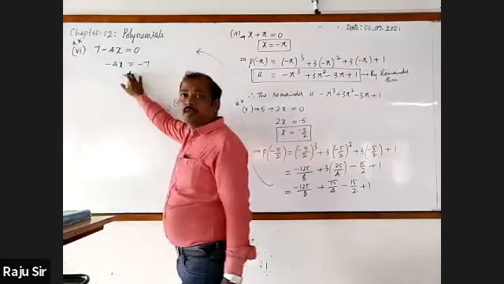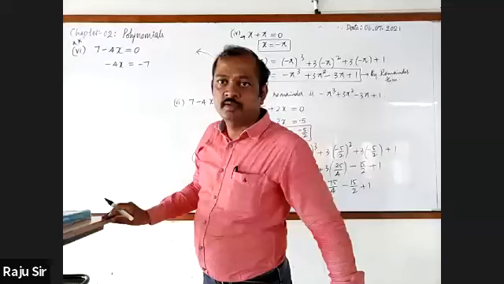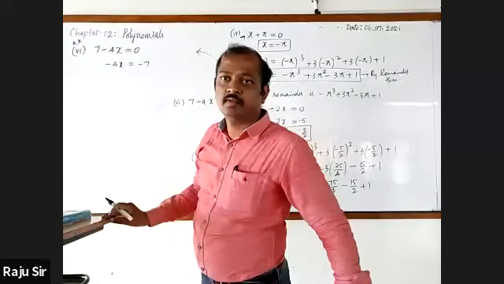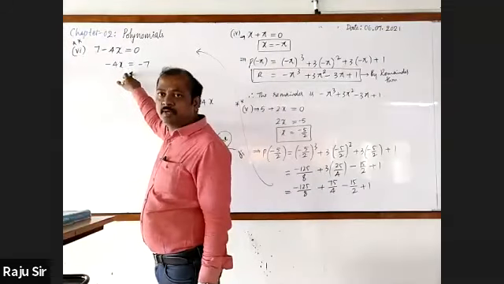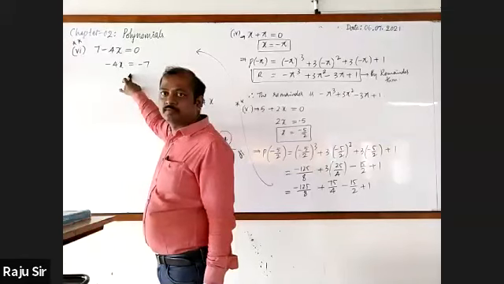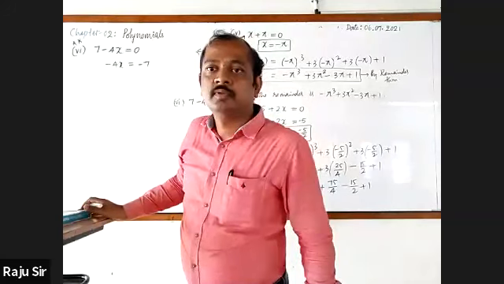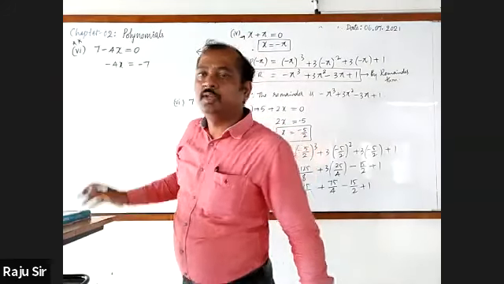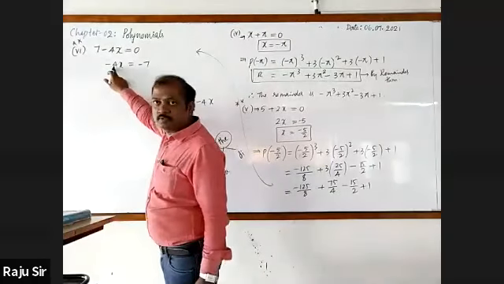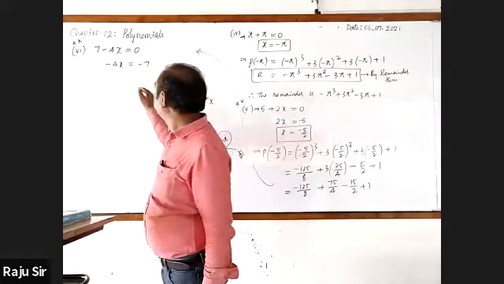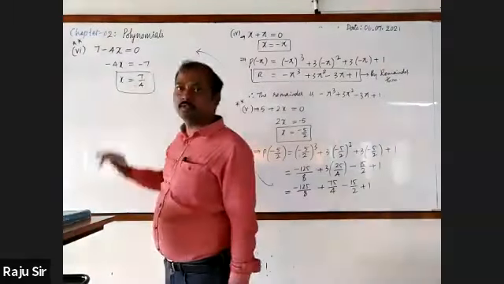How do you go about solving for x? How do you solve for x in this statement? Transfer the minus 4 into the denominator. Here, minus and minus get cancelled. Then transpose 4 to the denominator. X is equal to 7/4. This is the zero.